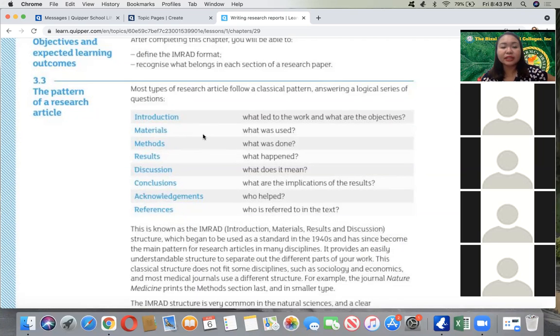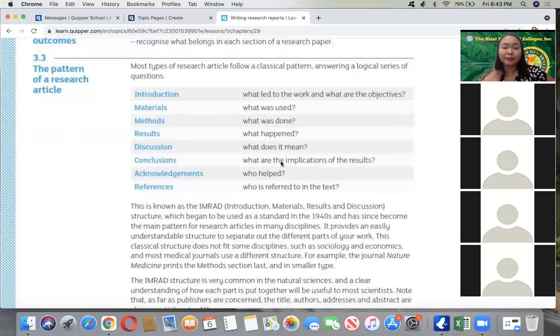In the materials and methods, what did you use and how did you do it. And in results, what happened, what came out. Usually for the table, you just summarize what the table you presented means, or the figures, for example. In discussion, what does that result mean?